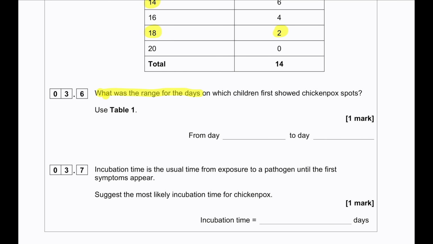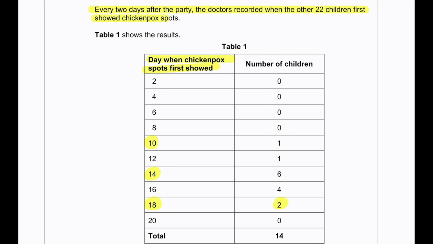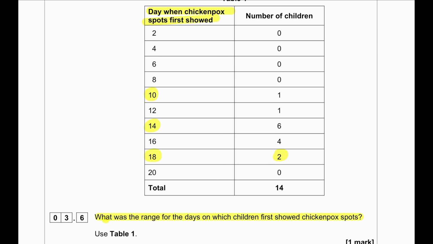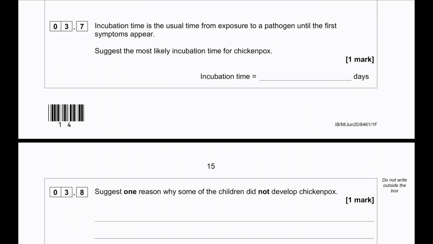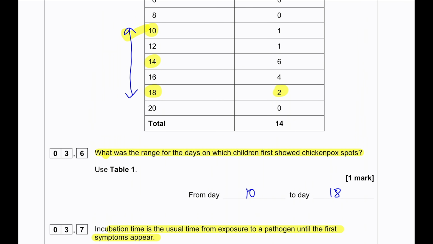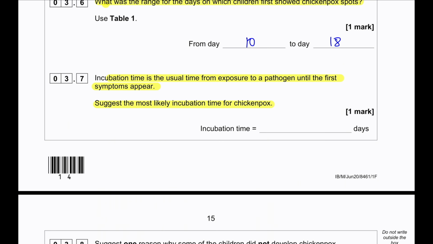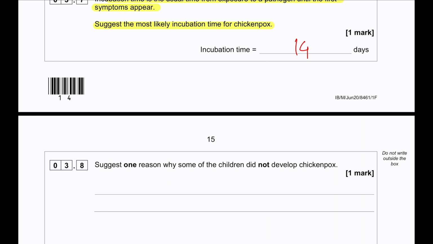What was the range for the days on which children first showed chickenpox spots? So we can see that we started seeing spots from day 10 and we saw them up until day 18. Incubation time is the usual time from exposure to a pathogen until the first symptoms appear. Suggest the most likely incubation time for chickenpox. Well, we can see the majority of these children got chickenpox on day 14. So we can say 14 days.